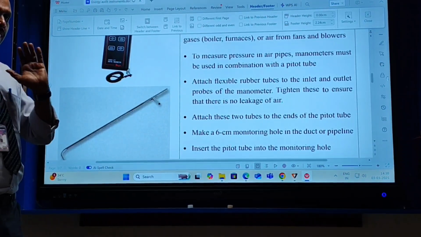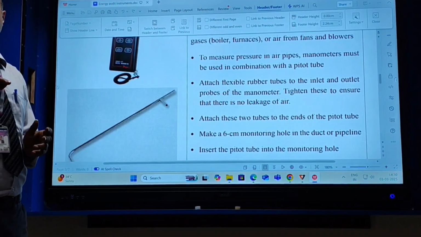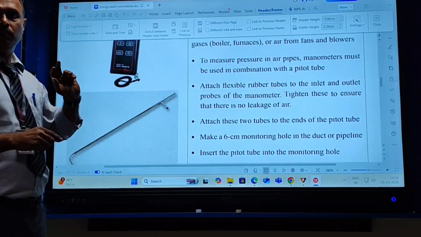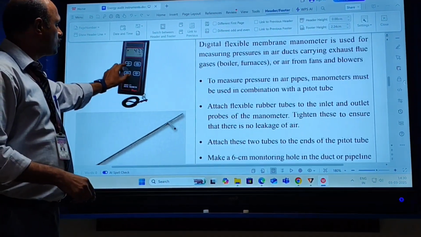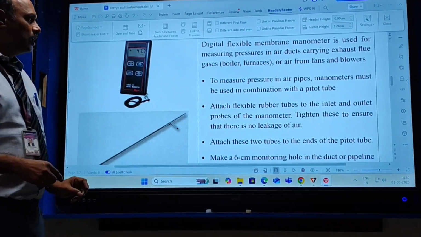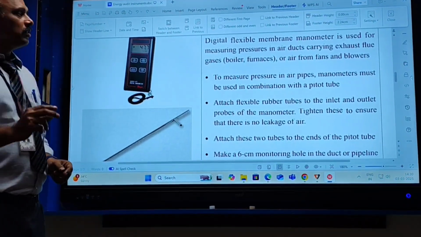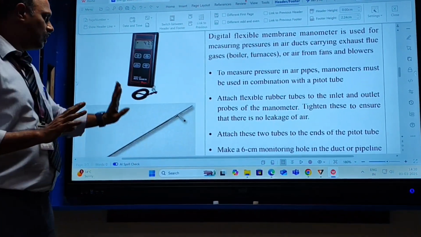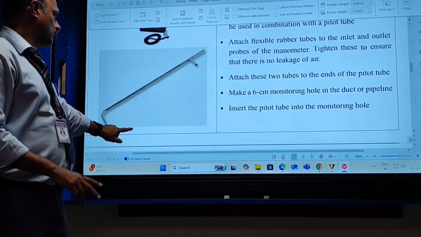For example, if you have an air duct, you have to make a small drill hole of 6 centimeters. You have to insert this pitot tube. By inserting this pitot tube, the manometer shows the amount of pressure. When you are inserting the probes, you have to fit them tightly so that there is no leakage of air. Those are the precautions you have to take when you are inserting this manometer with the pitot tube.